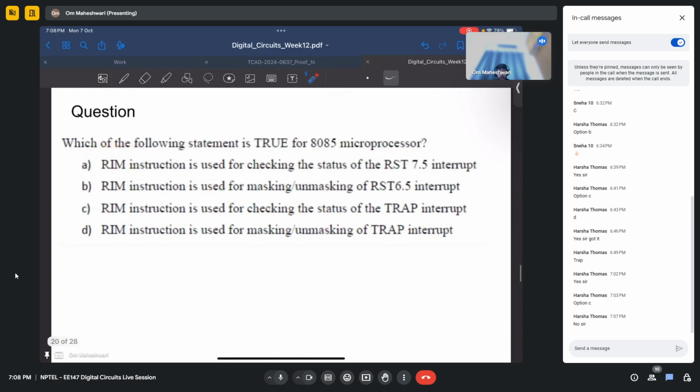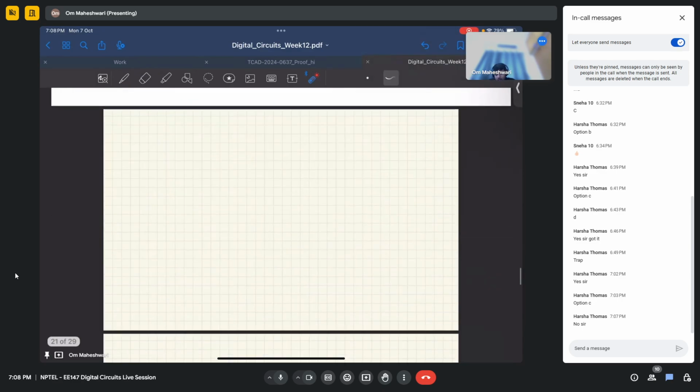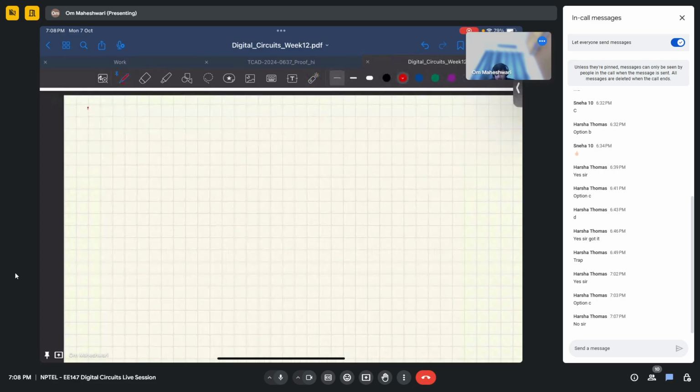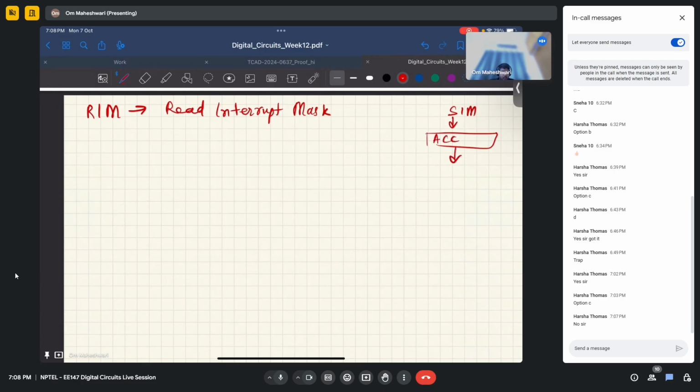So let's talk a little bit about it. RIM is read interrupt mask. When we were talking about SIM, it was set interrupt mask. So what it does is, based on the accumulator value, it used to set the M5.5, M6.5, M7.5. It enabled or disabled the mask in your interrupts.